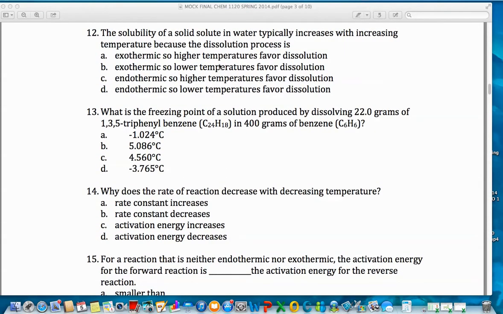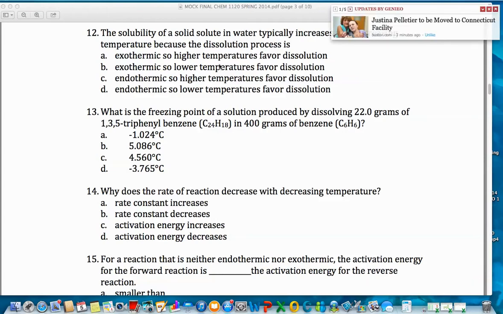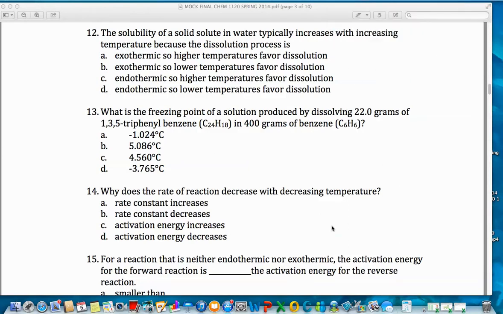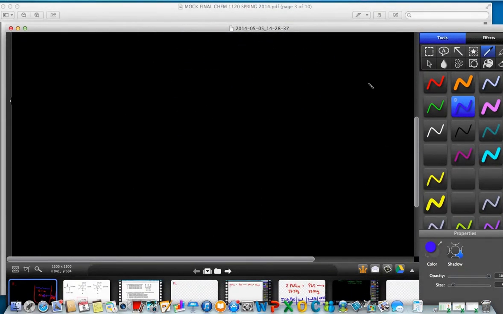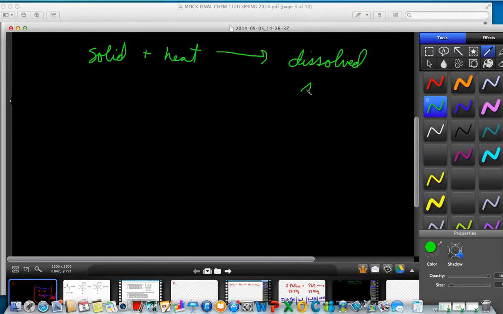Solubility of a solid solute in water typically increases with increasing temperature because the dissolution is, well, if the dissolution is endothermic, so if we have solid plus heat, that gives us dissolved solid. Of course, this would be solid, this would be aqueous.